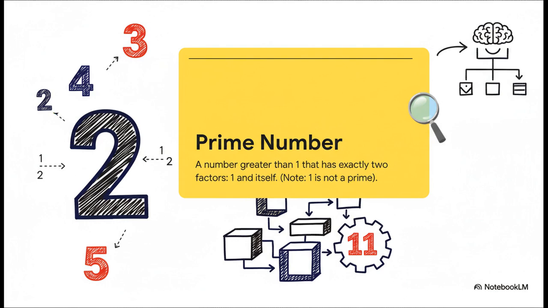So, quick recap, just so we're all on the same page. A prime number is any number bigger than 1 that only has two factors, itself and the number 1. Like 2, 3, 5, 7, 11. These are the fundamental building blocks of all numbers.